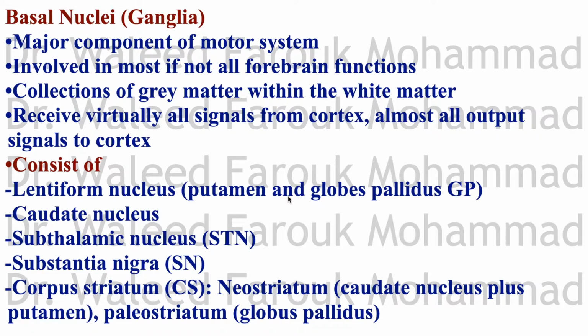They consist of the lentiform nucleus. Lentiform means lens form, composed of putamen and globus pallidus, caudate nucleus, subthalamic nucleus, substantia nigra, and the corpus striatum. The corpus striatum is the anterior fused ends or connected ends of the putamen and the caudate nucleus. This is called the neostriatum, the caudate nucleus plus the putamen, and the paleostriatum is the remainder of the lentiform nucleus, which is the globus pallidus.